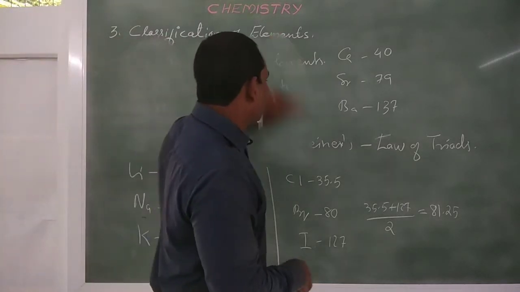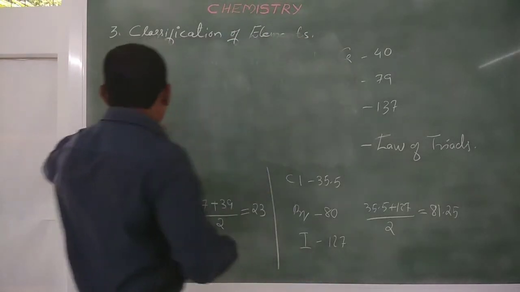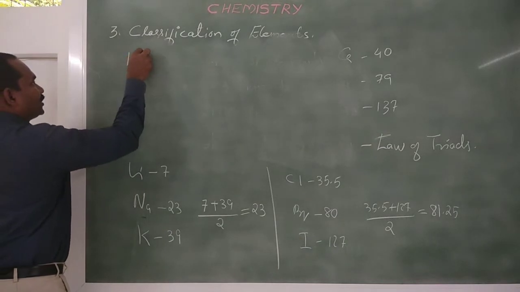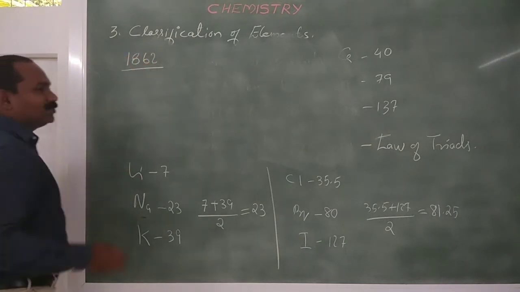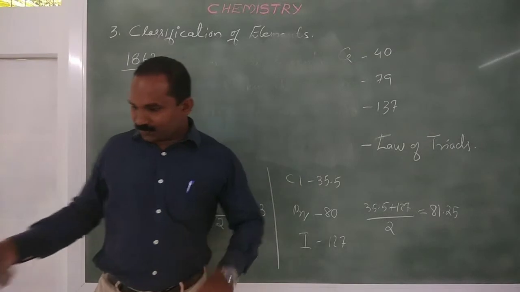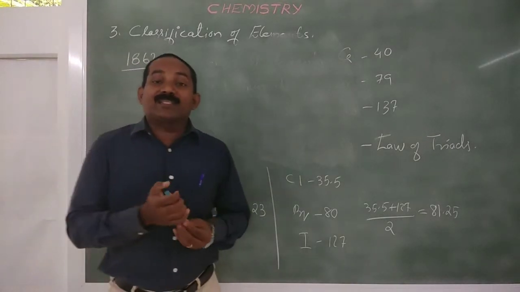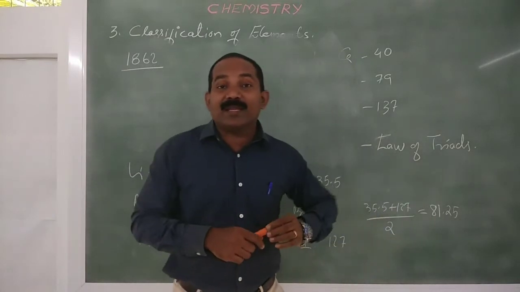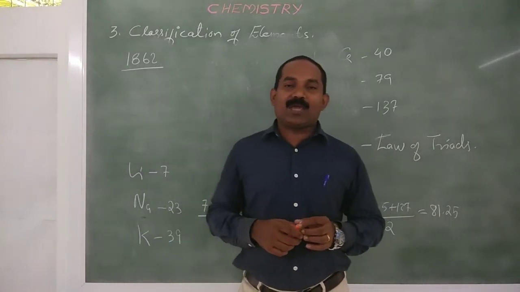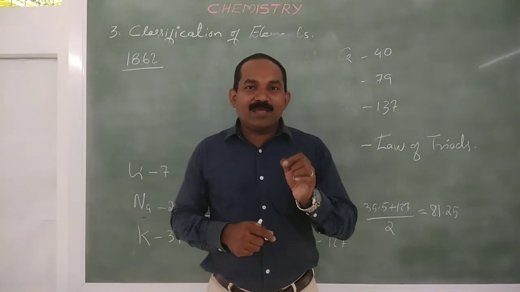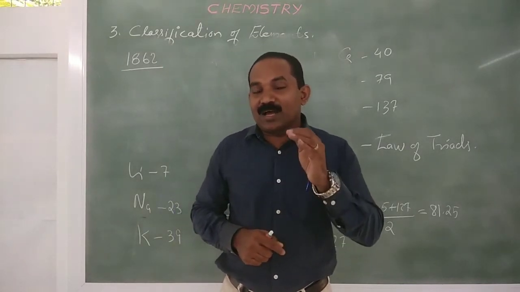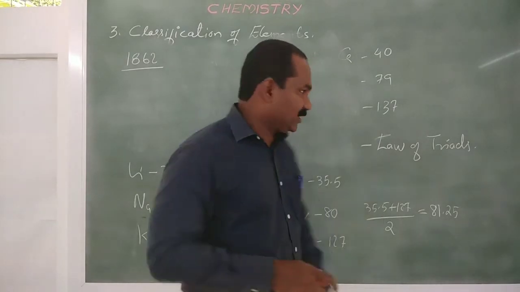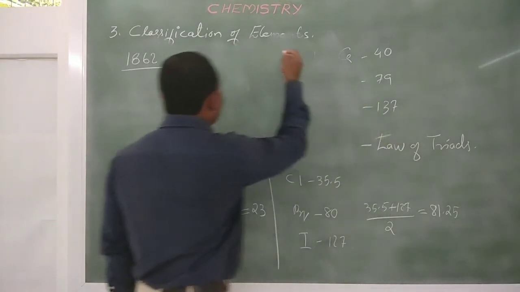Then another development is in 1862. A French geologist, A.E.B.D. Charpentier. He was a geologist. He made a telluric helix. What is the telluric helix?